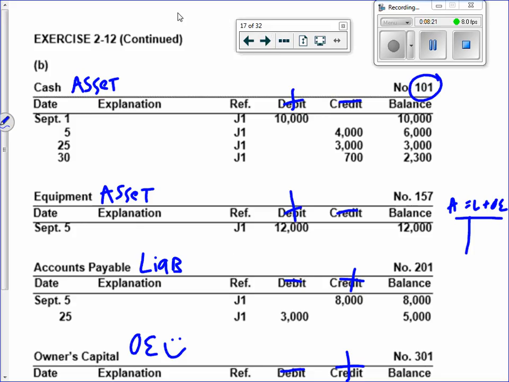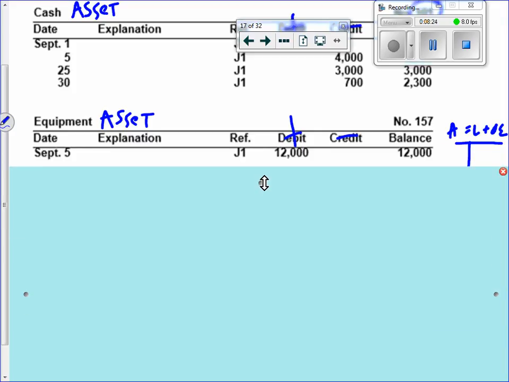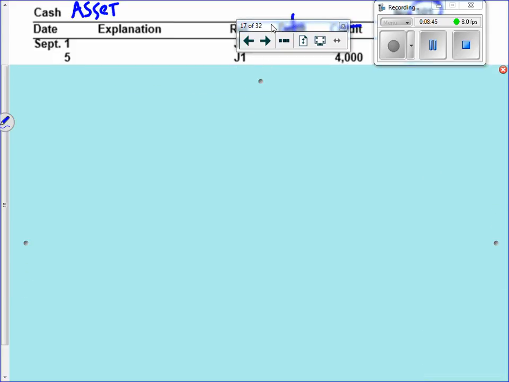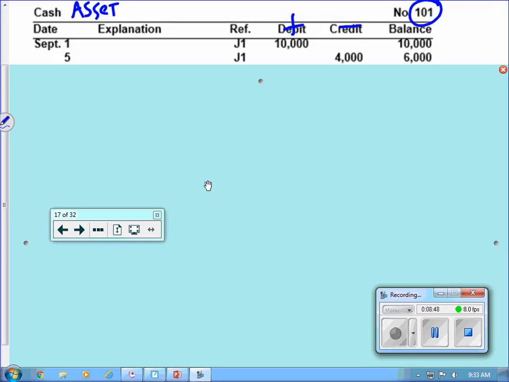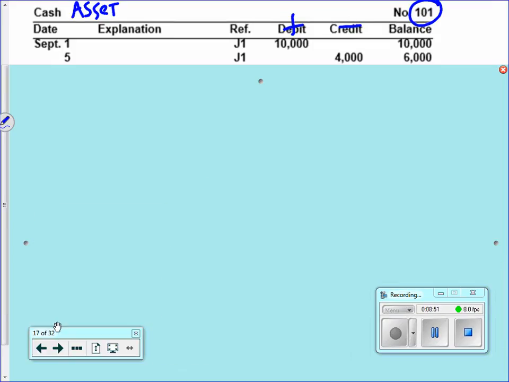I'll start with equipment. I see a debit increasing by $12,000. We used a little bit of cash to pay for that. Now you get to see the cash story unfold a little bit. You would have had to wade through that journal to figure it out, but right now you can see that on September 1 you put $10,000 into the business. On September 5 we're taking $4,000 out.